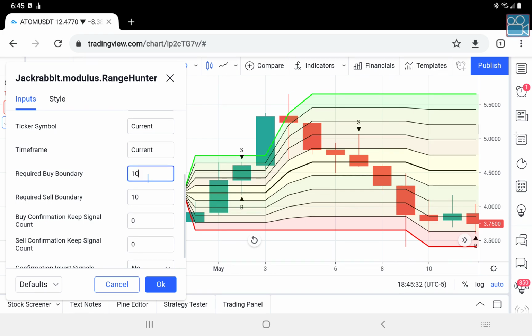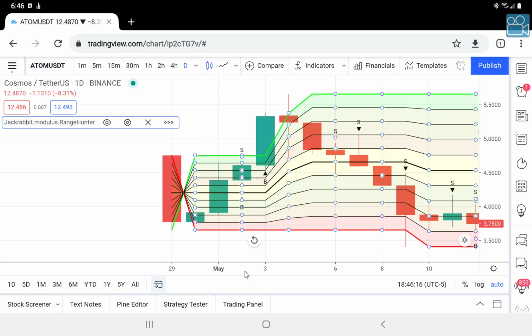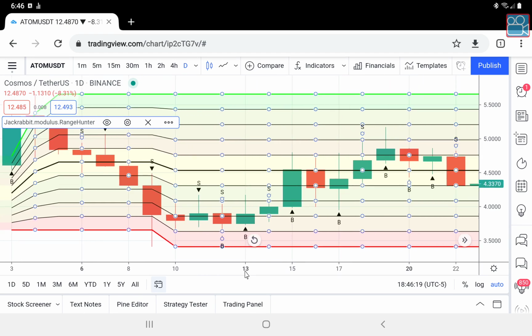Okay, boundary 10 for buying, boundary 9 for buying, boundary 8 for buying, boundary 7, boundary 6, boundary 5. As you can see, it's very strange at this part of the chart. The irony is the mathematics are correct, but the chart sequencing is not correct. So here we go for the buying.